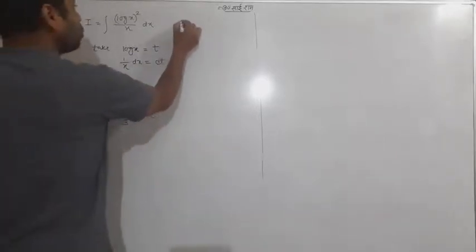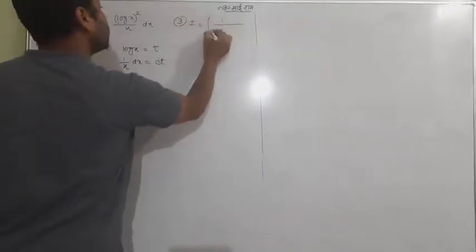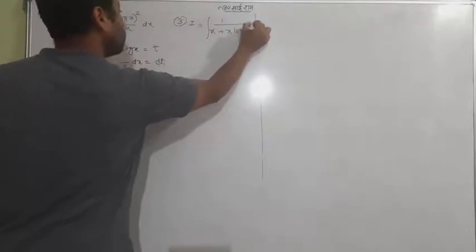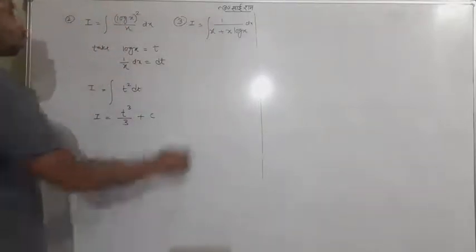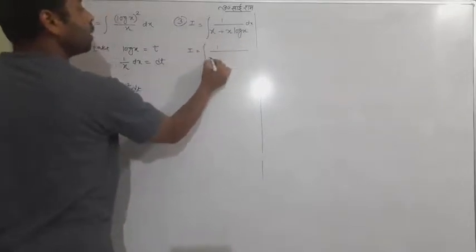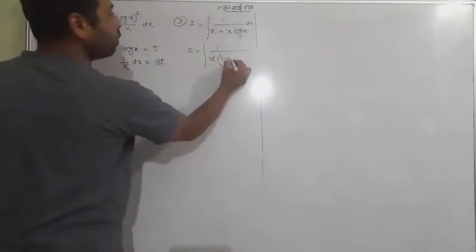Again, one more question I want to tell you. Suppose it is question number three. I equals integral of 1 upon x plus x log x. This is the question. So what do you do, students? First of all, you take x common. Then what remains? 1 plus log x, dx.